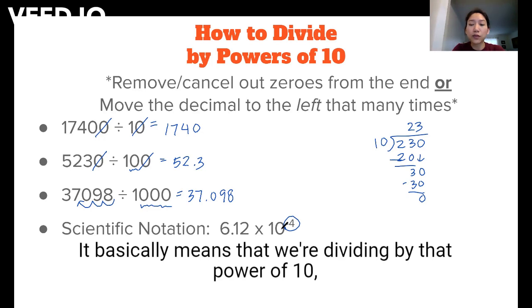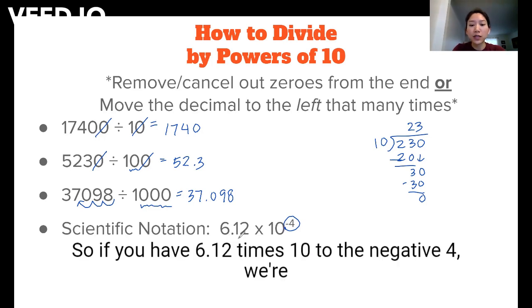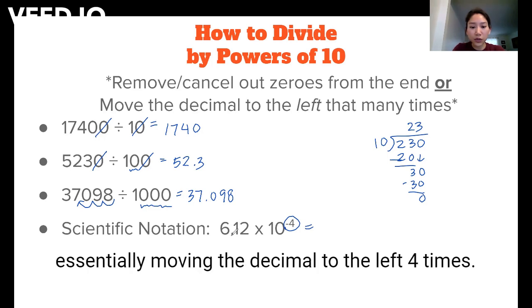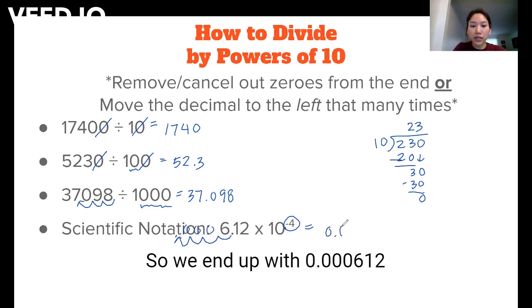And that's essentially what happens whenever you have a scientific notation with a power of 10 that's negative. It basically means that we're dividing by that power of 10 or moving the decimal to the left that many times. So if you have 6.12 times 10 to the negative 4, we're essentially moving the decimal to the left 4 times. So 1, 2, 3, 4. And all the blank spaces are going to be filled in with zeros. So we end up with 0.000612.